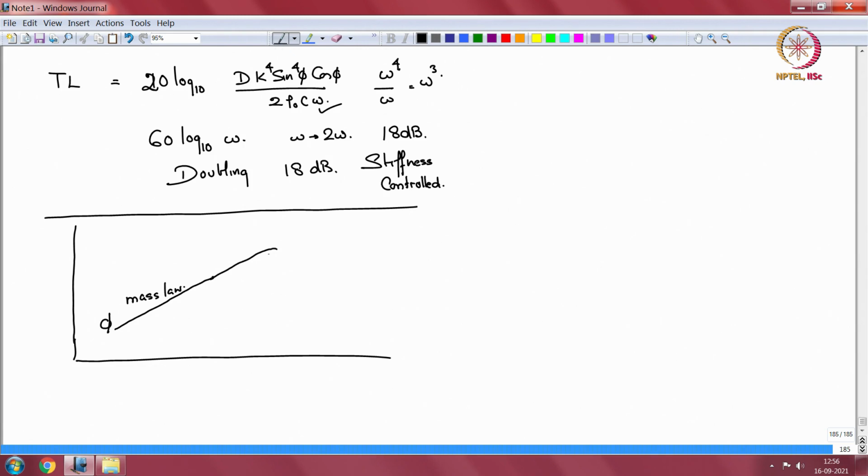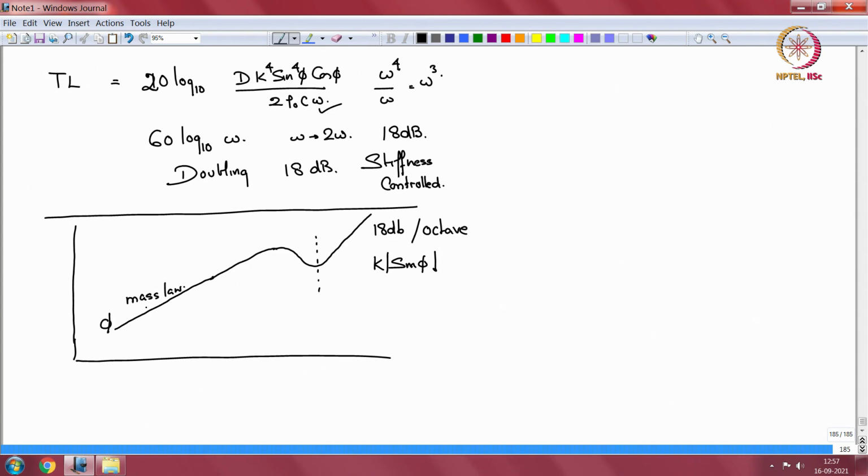So this is a certain angle. I get a dip and then I get 18 dB per octave. This is the stiffness control region. This is a smaller angle. Okay. Now what happens at a higher angle? Okay, at a higher angle I have, because angle is small, coincidence occurs at highest frequency, right? Sine phi pulls it down, so frequency has to be higher.